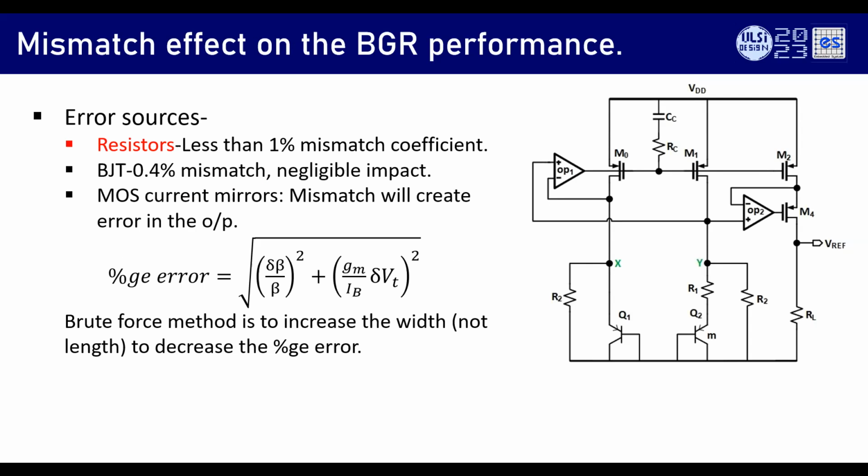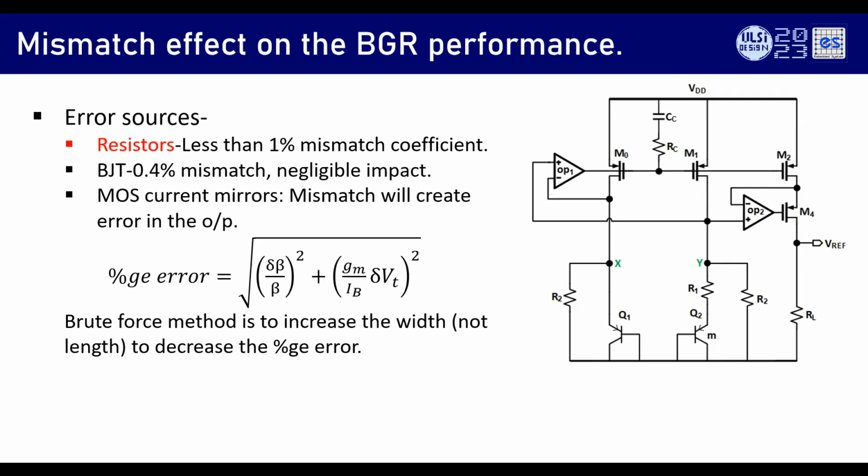So these are the mismatch sources you get in a band gap. Resistors typically give 1%, which is a pretty good match. We use resistors for building ADCs, so we get good matching in resistors, at least in these technologies. No need to worry much. BJTs give approximately 0.4% mismatch. Again, these are current mismatches, percentage errors you will get: delta beta by beta the whole square plus GM by IB into delta beta the whole square.